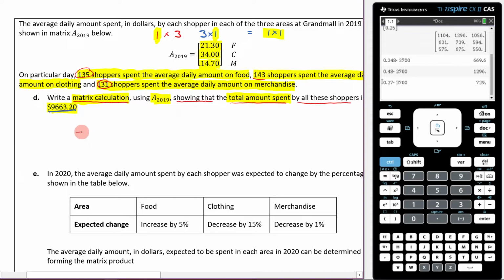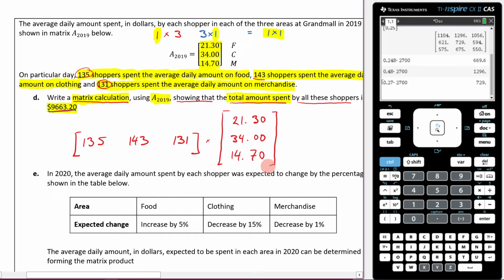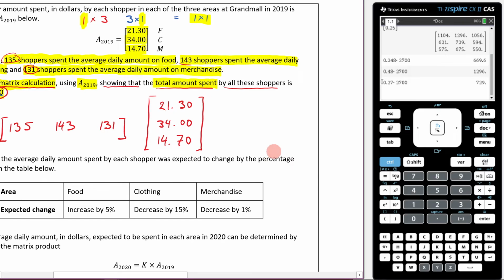So what we're going to do is say, all right, I'm going to have to take 135, 143, 131, and I'm going to multiply it by 21.30, 34.00, and 14.70, like that. That is what we're going to do. By multiplying these in this order, we're going to get an answer of 963.20. So that is going to be our answer, 135, 143, 131. And you don't have to put the multiplication sign there. That is what it's going to be. So now they just have to be next to each other. So just make sure they're next to each other.